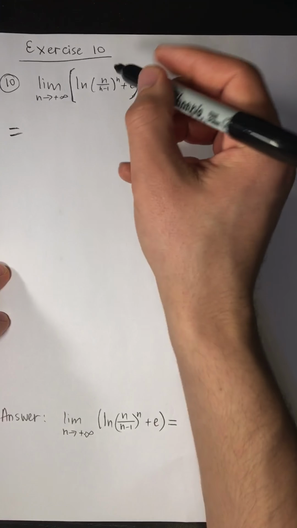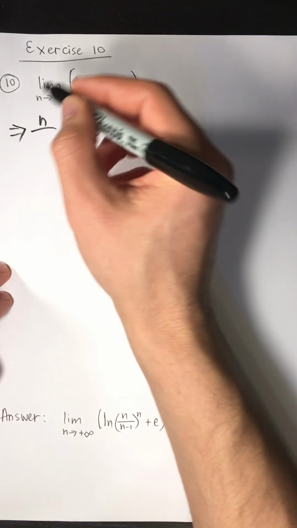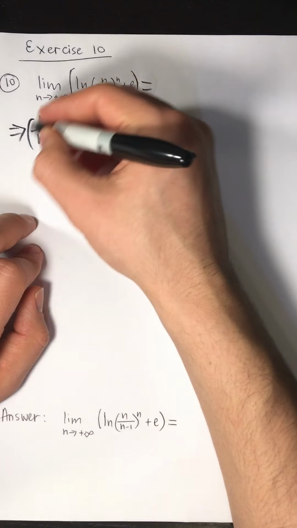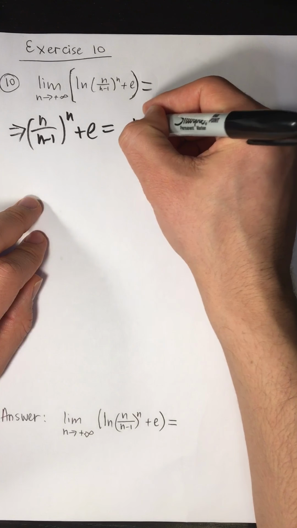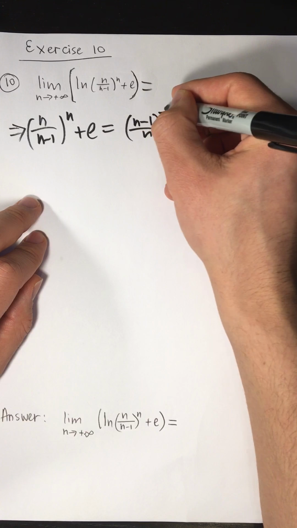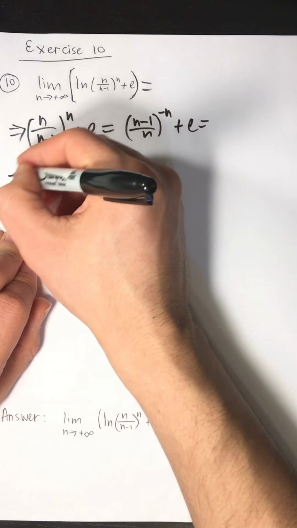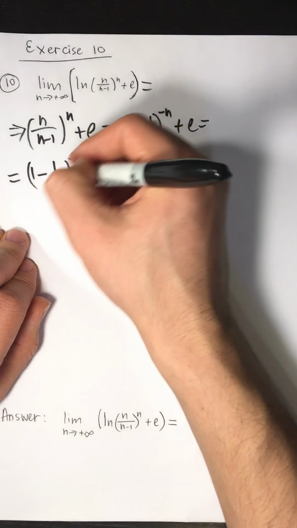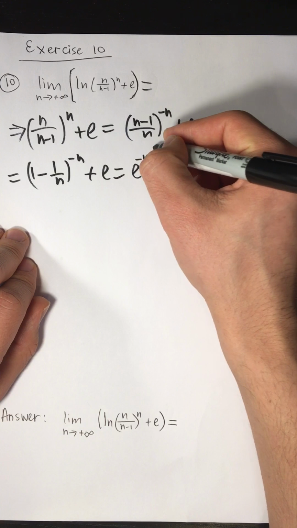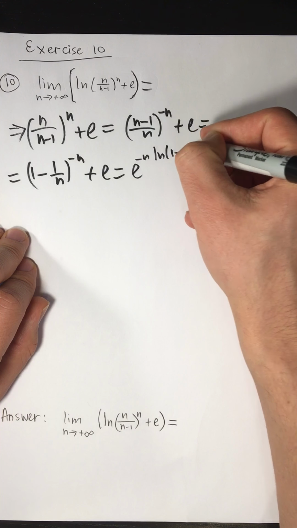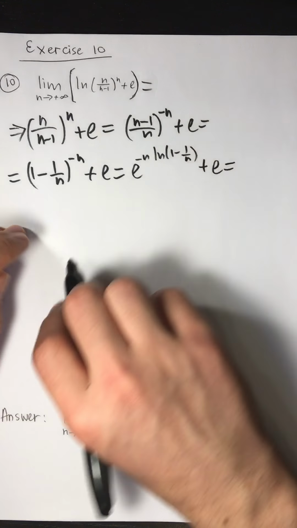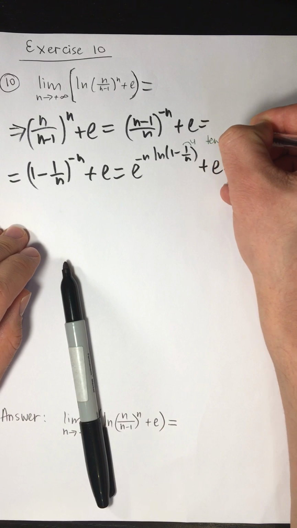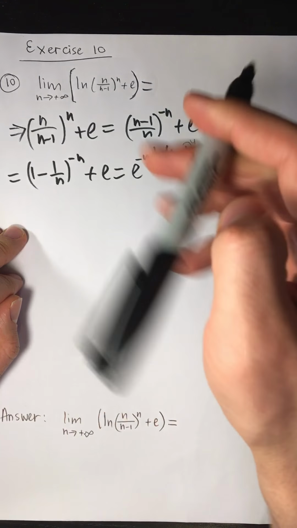Okay, let's continue. In this case, let's take this expression, n over n minus 1 to the n plus e. So this one, you can write the reciprocal of this one, which is equal to n minus 1 divided by n to the minus n plus e. This one is equal to 1 minus 1 over n to the minus n plus e. You can write this one as e to the minus n ln 1 minus 1 over n plus e. And here you say this is u and tends to 0.